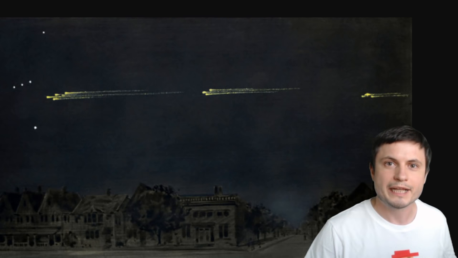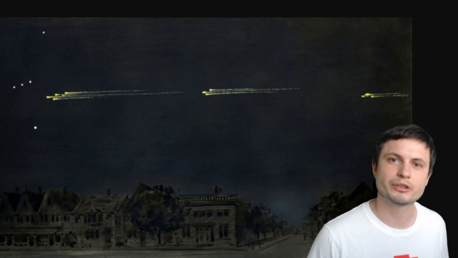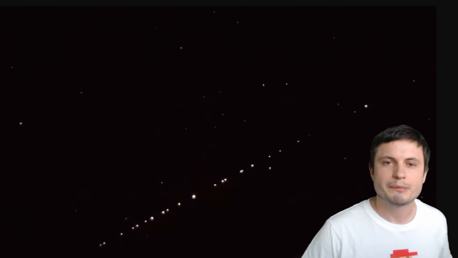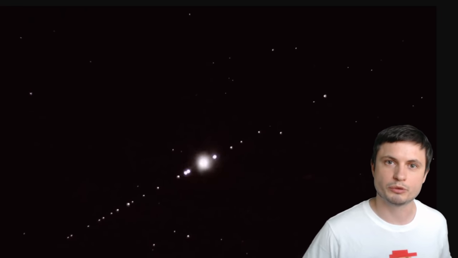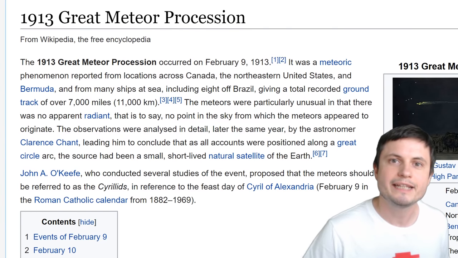Before I tell you a little bit more about what mini-moons are, let me take you back approximately 106, I think, years from today. On February 9th of 1913, this is what you would see if you were to look into the night skies. They only lasted for about 3 minutes, and to some extent may have resembled what you would see today when Elon Musk launches his satellite train, but what they saw in 1913 is today referred to as the 1913 Great Meteor Procession.